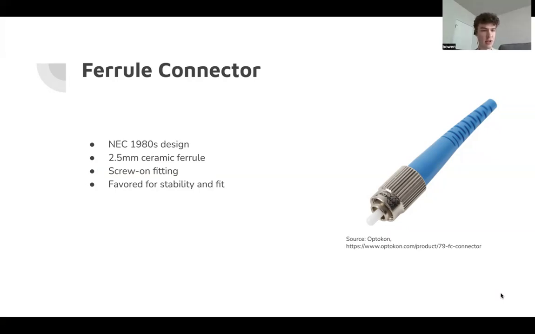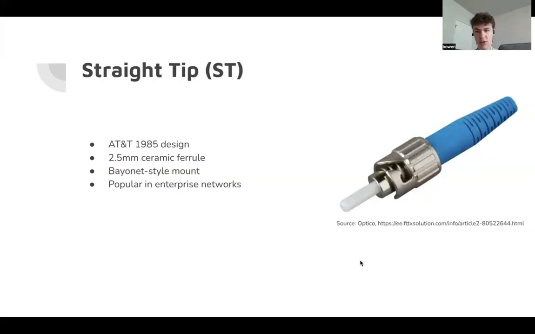So then our next connector is the straight tip connector. This also uses that 2.5 millimeter ceramic ferrule. This one was made by AT&T about 5 years later. And you can see in the picture, you slide it on and then twist it. So instead of having to screw it in, it's a lot easier to install, which made it pretty popular in enterprise networking. And it still is sort of popular today, but it's not as popular as some of the upcoming connectors.